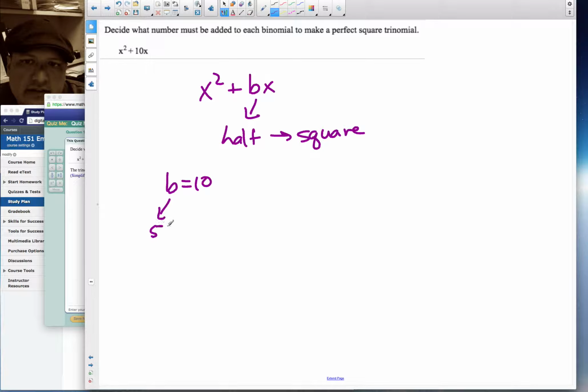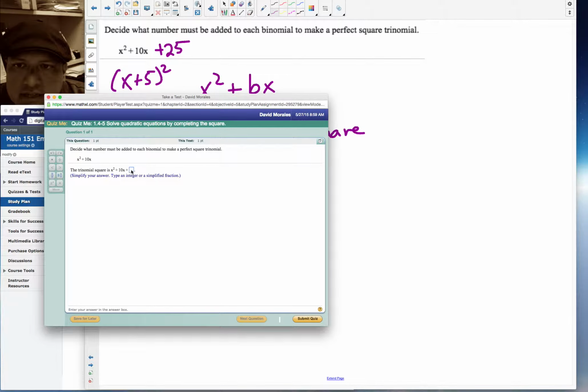Take half of that and then square it. So we're going to add 25 here to make it a perfect square. And what that means is basically this is x plus 5 squared. That's why it's a perfect square. So we're going to add 25.